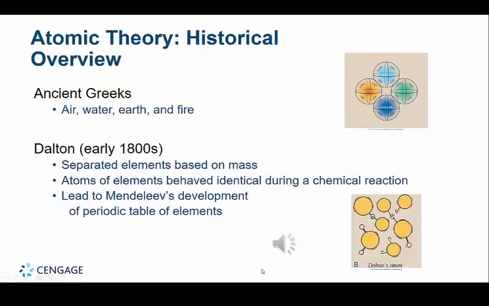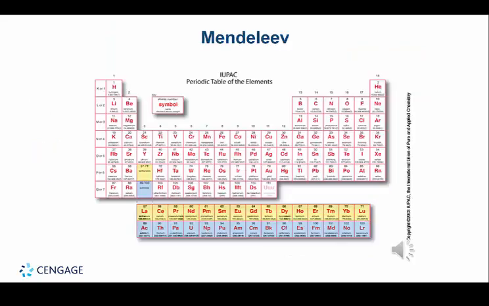The ancient Greeks theorized that there were four components of matter: air, water, earth, and fire. They named the smallest element of these four components the atom. After that, in the early 1800s, John Dalton separated the elements based on their mass. He determined that each element had atoms that reacted identically during chemical reactions. Eventually, this led to Mendeleev's development of the periodic table of elements. Here is a visual of the periodic table of elements that Mendeleev created in the mid-1800s.